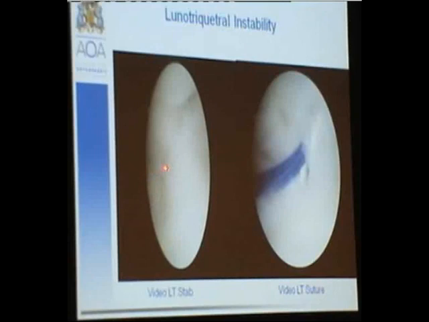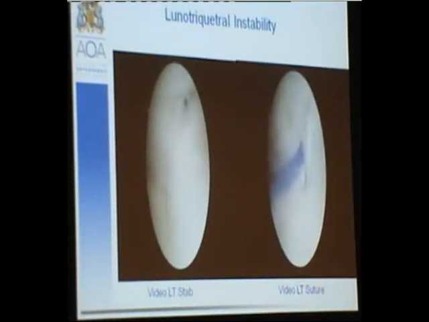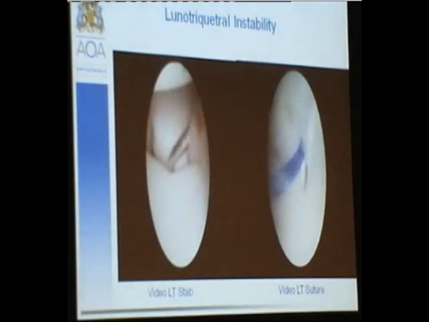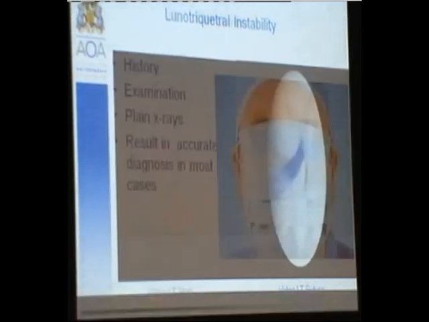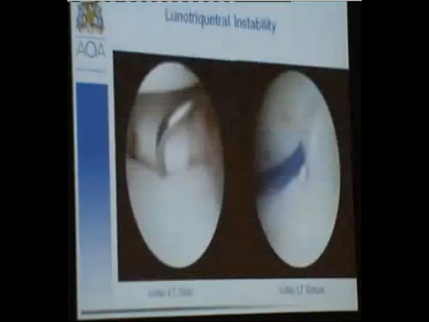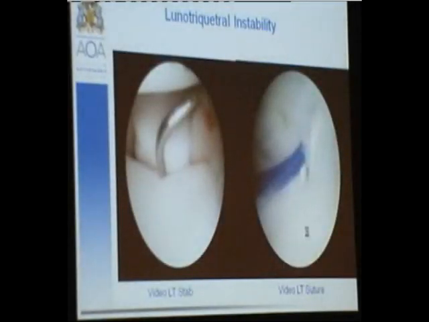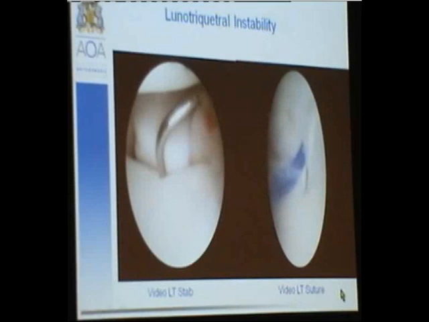And when I do that, I also pass a K-wire across the lunar-triquetral joint to stabilise it for about 6 weeks, which I then pull out just under local. And I've had pretty good success with doing that. I've reduced the mid-carpal joint with a probe and then pin it. I don't have any proper results for it as yet, but I've had pretty good success in improving people's ulnar-sided pain with this procedure.